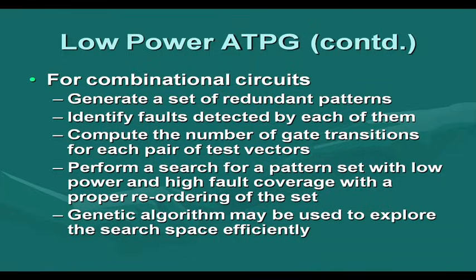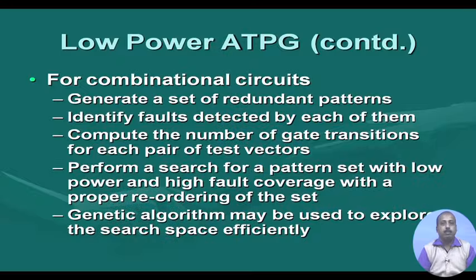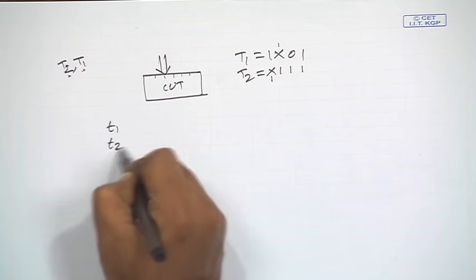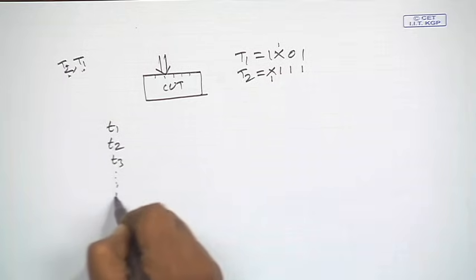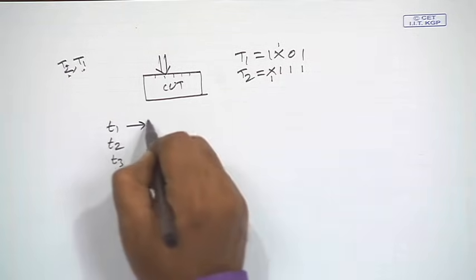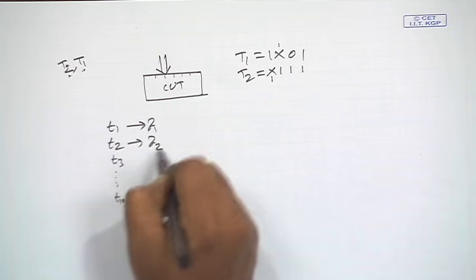For combinational circuits, the situation is slightly more difficult as far as power consumption is concerned. First of all, the first few steps are the same: we generate a set of redundant patterns. For every fault we generate n patterns, then we do a fault simulation. Suppose we have generated a redundant set of patterns consisting of T1, T2, T3 up to T100, where T1 is targeting fault F1, T2 is targeting fault F2, and like that T100 is targeting fault F100.